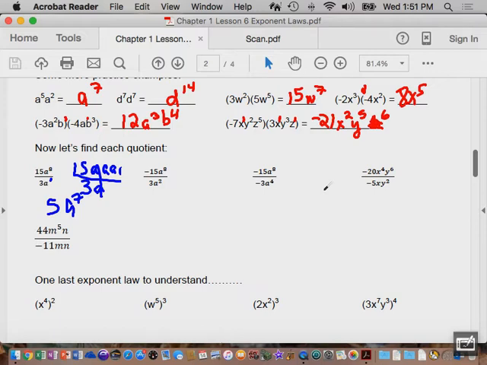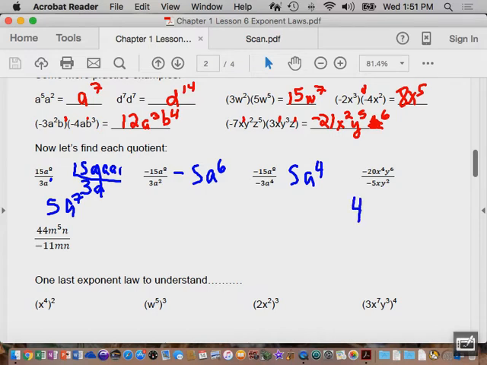Okay, so in dividing coefficients and subtracting exponents, what's negative 15 divided by 3? Negative 5. And what's a to the 8th over a to the 2? A to the 6th. Very good. Try the next one. Negative 15 divided by negative 3. 5. A to the 4. Good. And the next one here, negative 20 divided by negative 5?